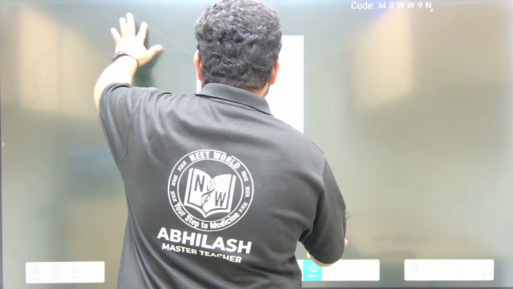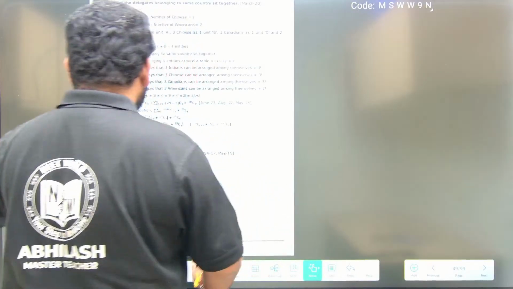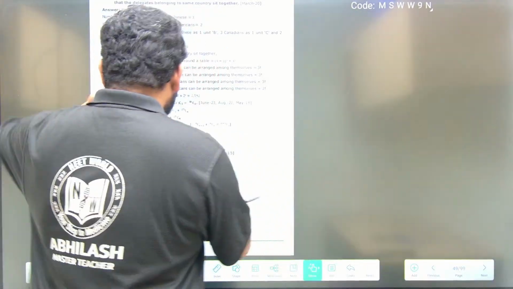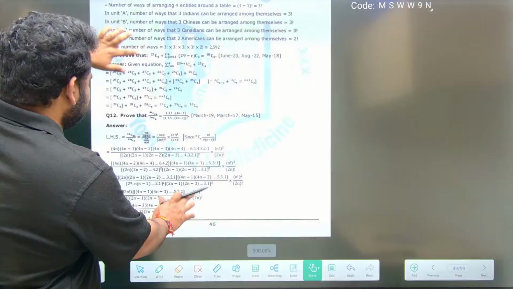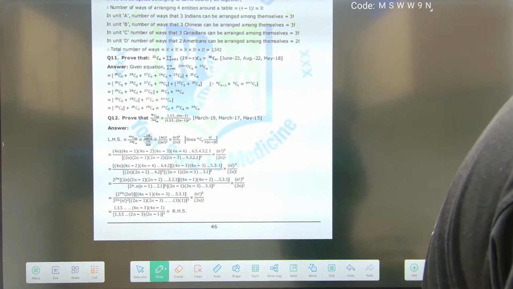Now this is the question, let us solve. That is the 12th question. This is the 12th question that they have given. The 11th question we have already solved. Observe carefully. Let me check if I am audible.